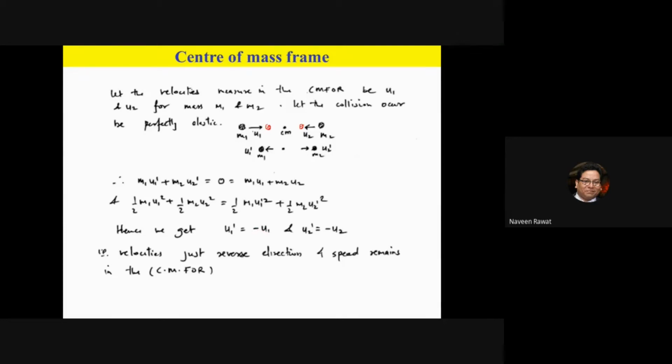Okay, so whatever velocity was approaching, let's say it was 5 meters per second going from left to right for this mass m1, now it is 5 meters per second going from right to left in the opposite direction. So you get the final velocities just by knowing the initial velocities if you go and transform yourself into the center of mass frame of reference.